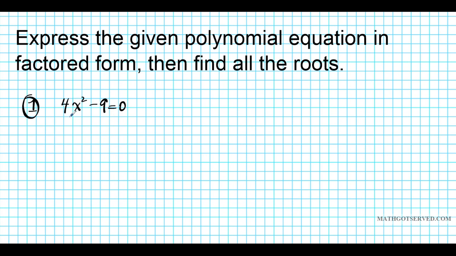Okay, if you take a look at 4x² and 9, what do you notice? You notice that these two terms are perfect squares and you have a minus in between. So this is a difference of squares. So we're going to be using the difference of squares factorization method to factor this expression to the left of the equal sign.